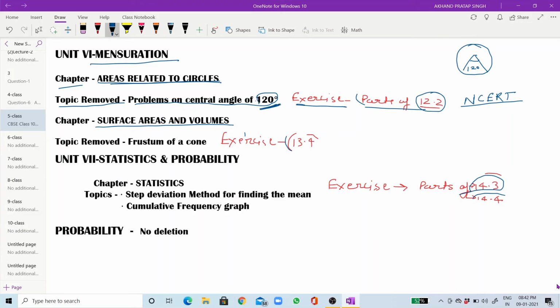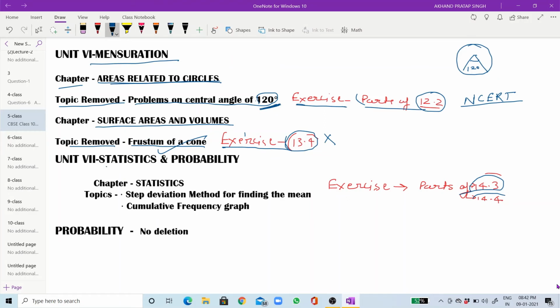The next chapter is surface areas and volumes. So the topic removed is the frustum of a cone. So those students who feel fear about the frustum of a cone, it becomes easier for them. And if you look at the NCERT, then exercise number 13.4 will be removed. So you do not need to solve exercise 13.4.